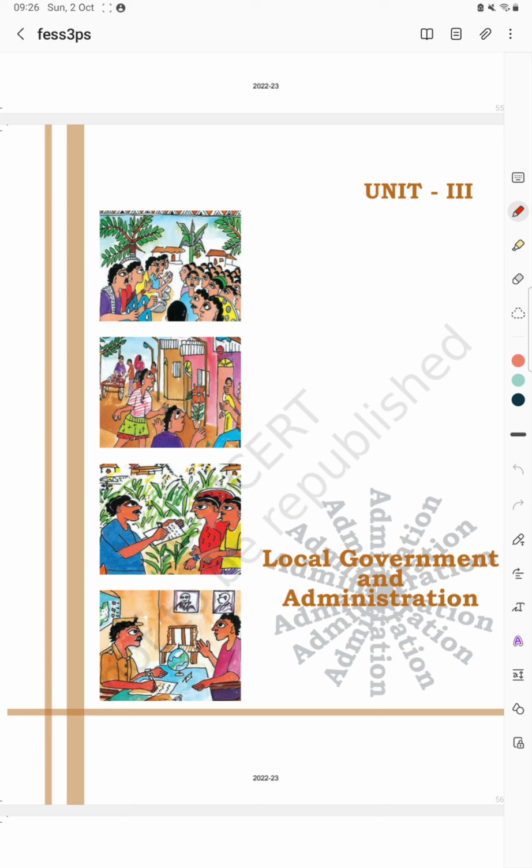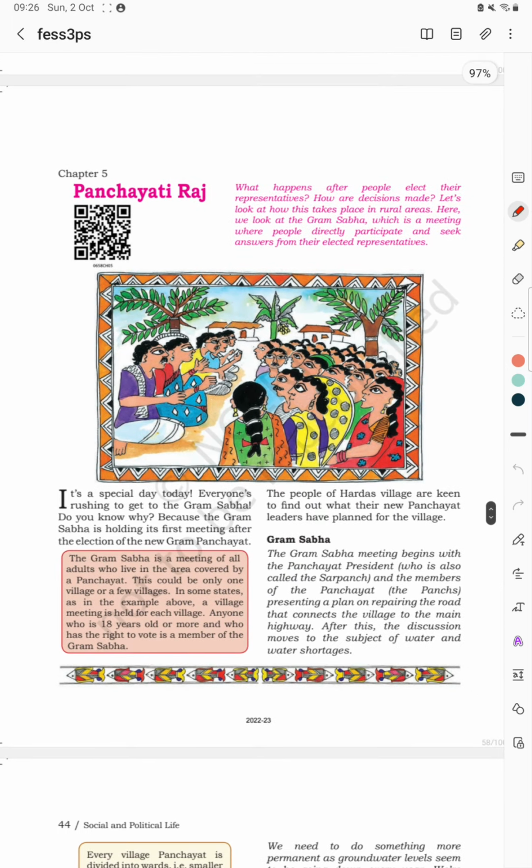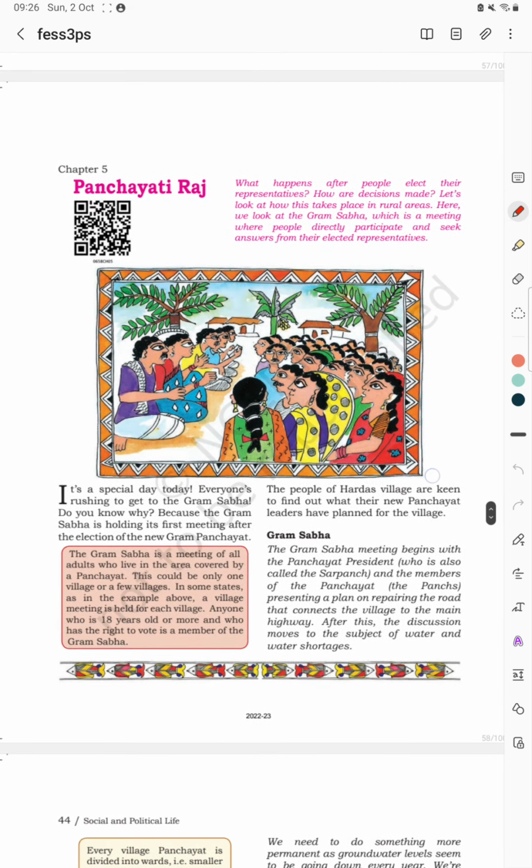So in the previous lecture we had learnt about the key elements of democratic government. This is the fifth lecture of 6th class NCERT book Social and Political Life 1. In this fifth chapter, we are starting today with Unit 3, and we will be covering local governments and administration in Unit 3. So today we will discuss Panchayati Raj, chapter 5, Panchayati Raj.